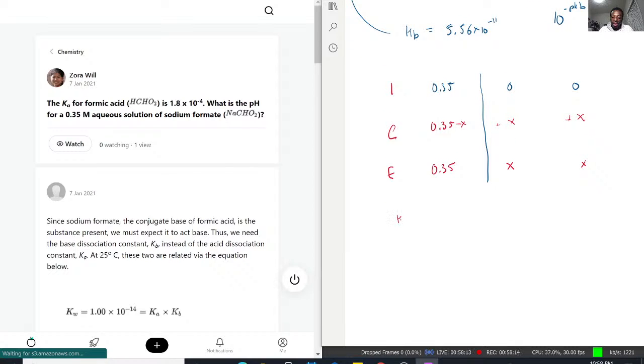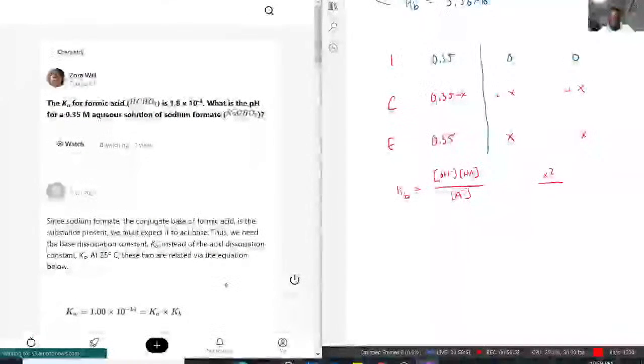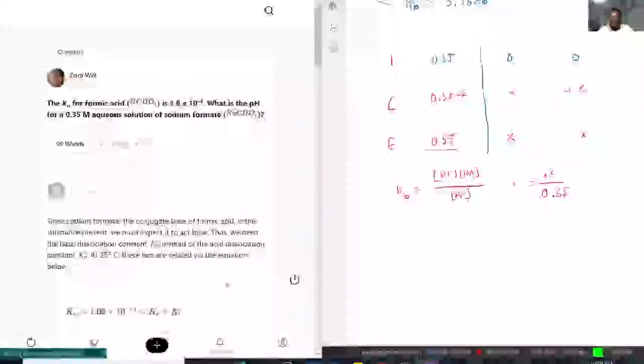The reason that plays into effect is that the Kb formula, similar to Ka, is the OH times the conjugate acid divided by the conjugate base. So we fill in: it's just going to be x squared, because the OH and the conjugate acid are 2 x's. The denominator is just our conjugate base, which is 0.35. So Kb is equal to that, so Kb multiplied by 0.35 will be x squared. The square root of that would give us x, which is what we're looking for.